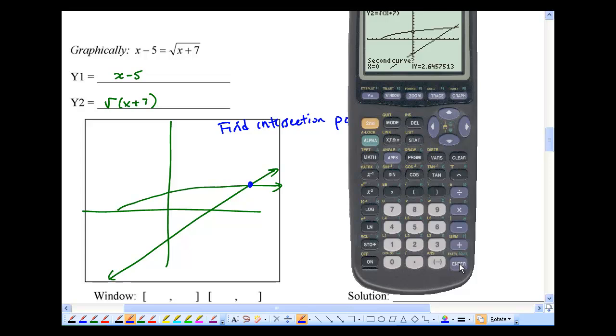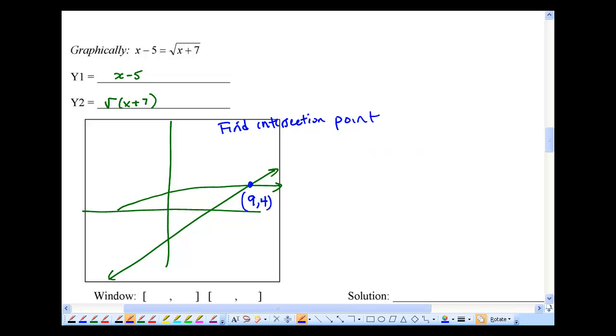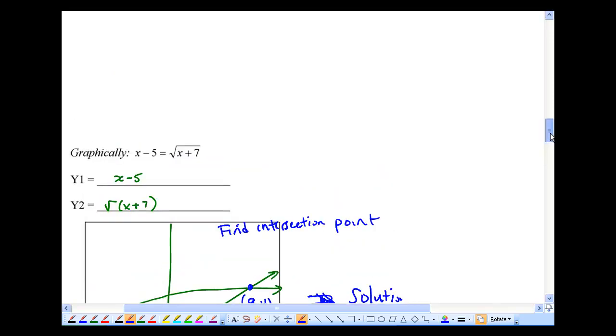First curve, second curve, guess. 9, 4. So here we go, 9, 4. So therefore my solution must be, that's an error by the way, x equals 9. Oh, down here, yeah. x equals 9. Done. Now, does that confirm my answer from above? I got x equals 9. Yep.